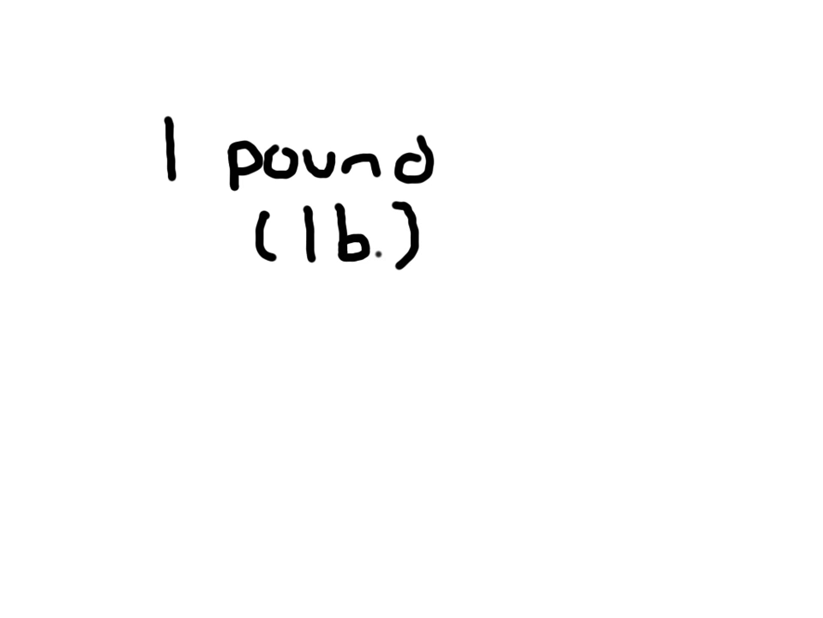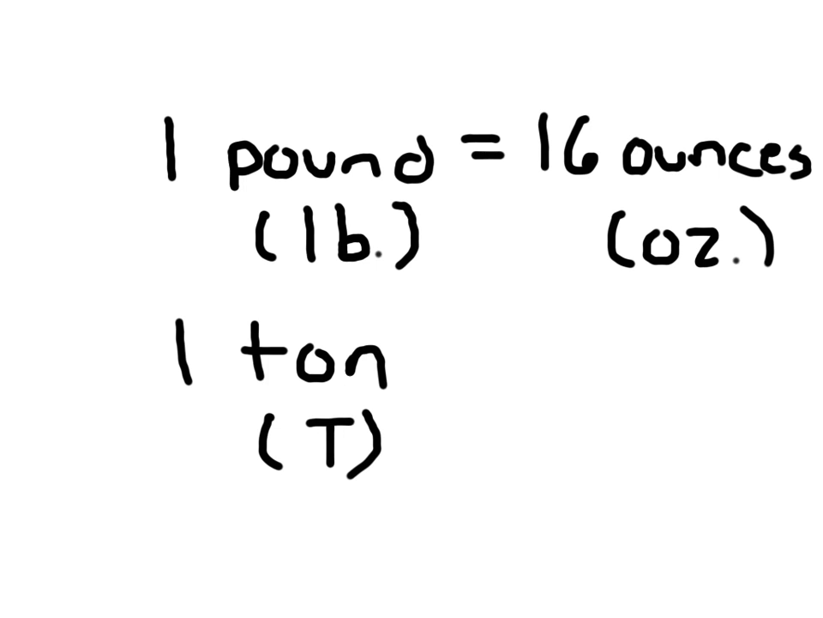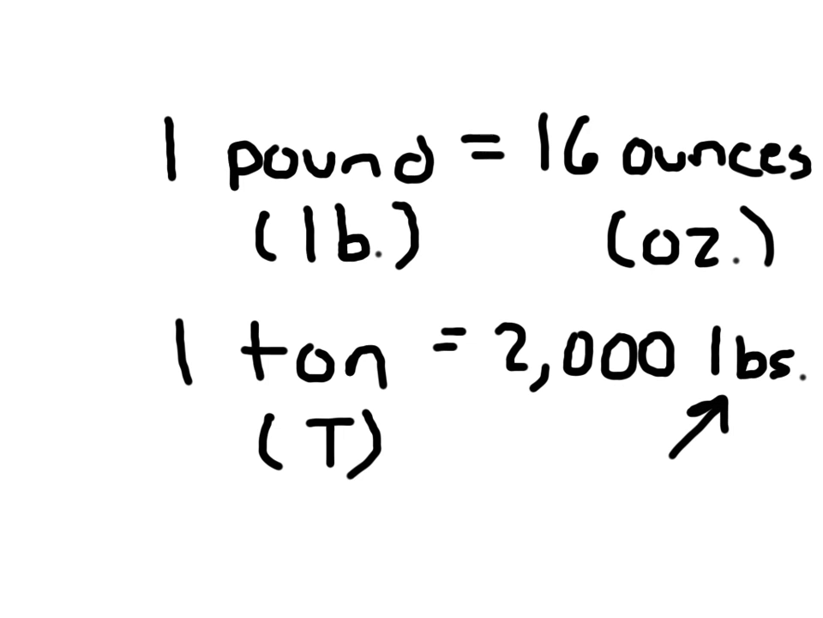There are abbreviations for each of these as well, and there are also relationships to think about. 1 pound, which we will abbreviate as LB, is equal to 16 ounces, and ounces we abbreviate OZ. The other thing that we have are tons. 1 ton, which we abbreviate as a capital T, is equal to 2,000 lbs, which stands for pounds.